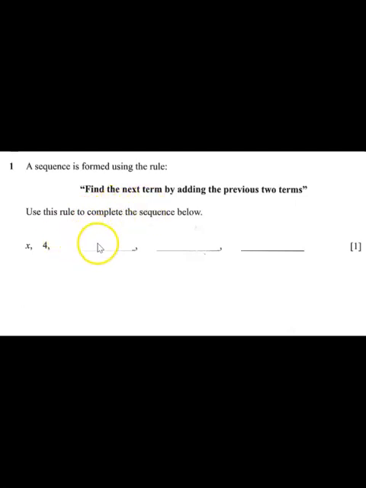So by using this rule, we have x plus 4 because we're adding the two of them together. The next number in the sequence is going to be x plus 8. That's just because we're adding the 4 and the 4 together. We cannot combine them because they're not like terms. The next number in the sequence is going to be 2x plus 12. This is because we add the x and the x together, which gives us 2x, and the 4 and the 8 together to make it 12.